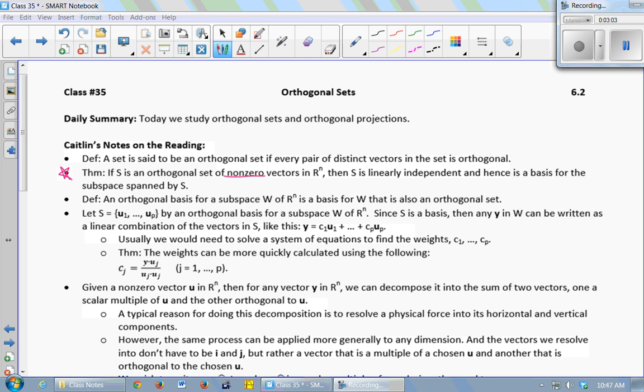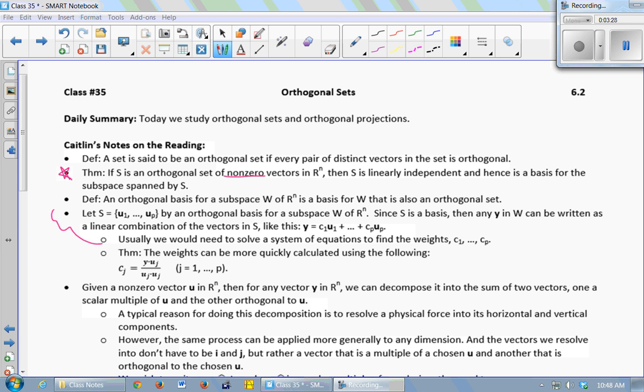All right, an orthogonal basis for a subspace W of Rn is a basis for W that is also an orthogonal set. So an orthogonal basis is a basis that happens to be orthogonal. That's just a definition. And then I just have some basic stuff that we already know, but it leads us to this theorem, right?